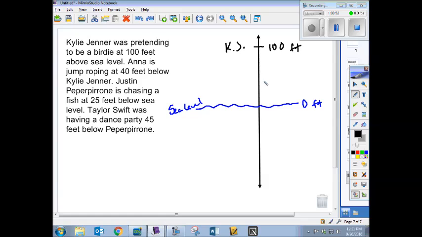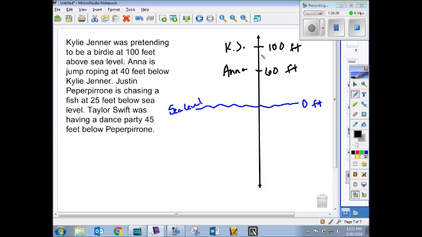Allison? She says 60 feet. Does anybody disagree with that? Okay, so how did you get 60 feet on that, Allison? How did you know that? She knew that she had to do 100 because it says right here, she is jumping rope at 40 feet below where Kylie Jenner is. If Kylie Jenner is 100 feet in the air and Anna is 40 feet below her, we know that Anna must be at 60 feet. Does that make sense, guys?